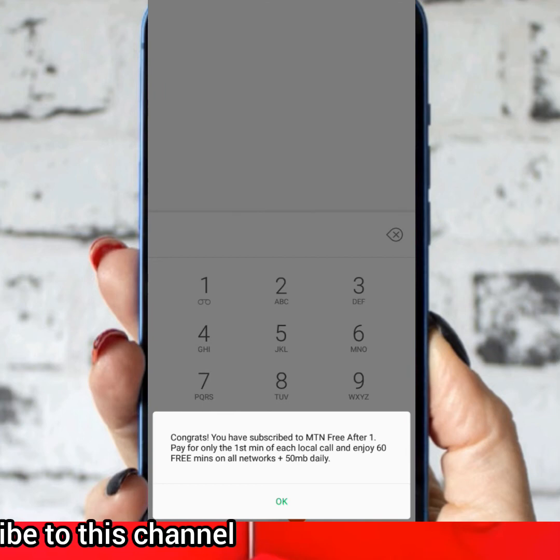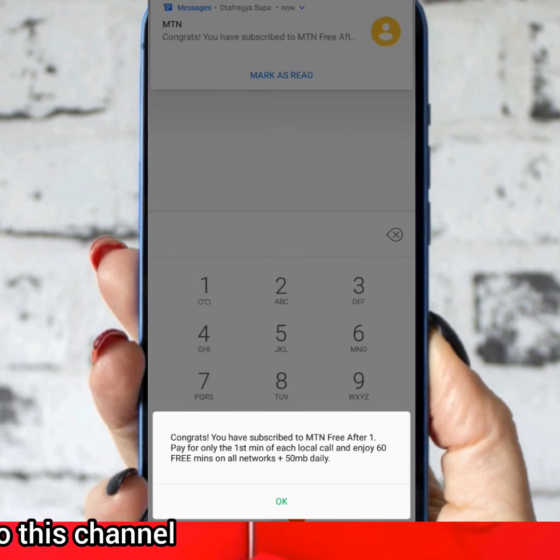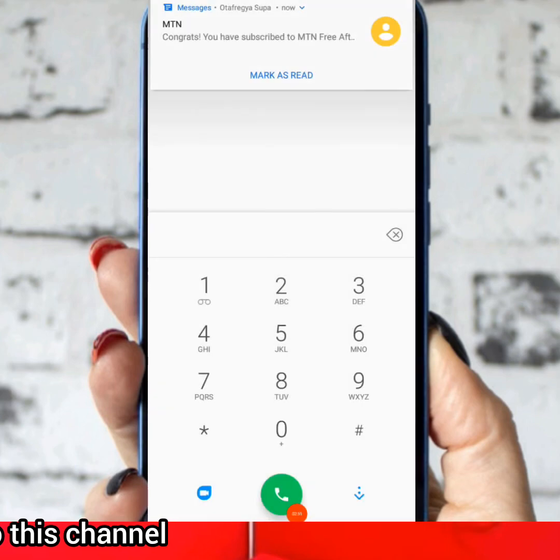So congrats, you have subscribed to MTN free after one. Pay for only the first minute of each local call and enjoy 60 free minutes on all network plus 50 megabyte daily. So this is the message.